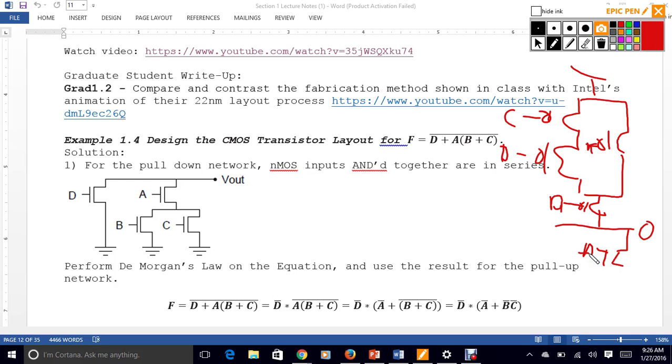B, C, and then D's over here. So here you go. That is our circuit.